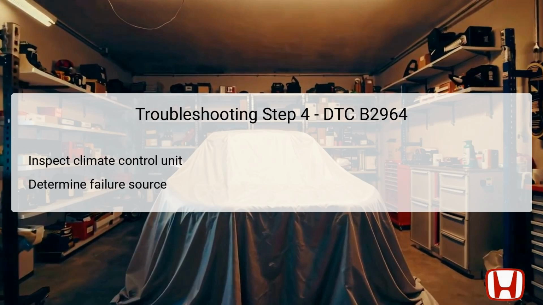itself. After ruling out the climate control switch and determining other related circuits are functioning correctly, it may be concluded that the climate control unit is at fault. A meticulous inspection of the unit should be performed to verify proper operation and identify any signs of damage or electronic failures that could impair its functionality.